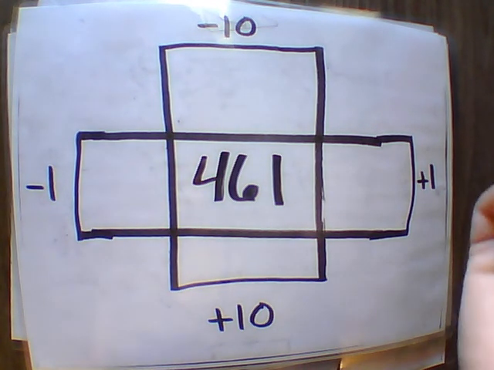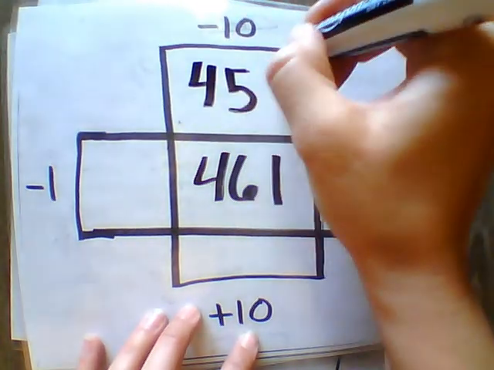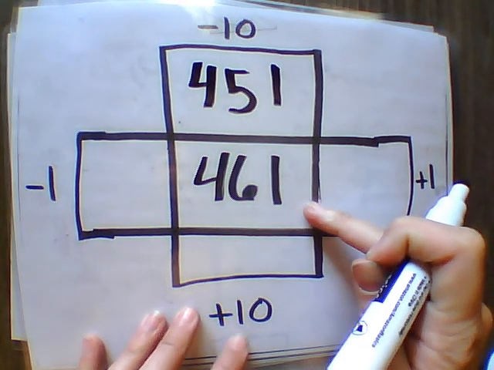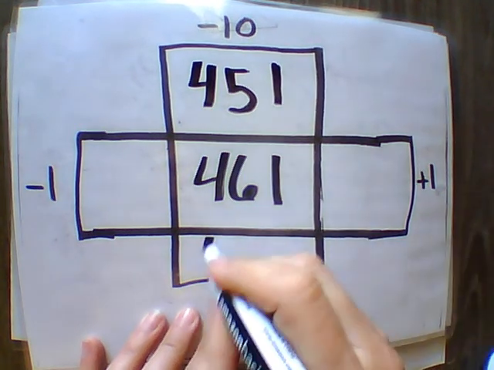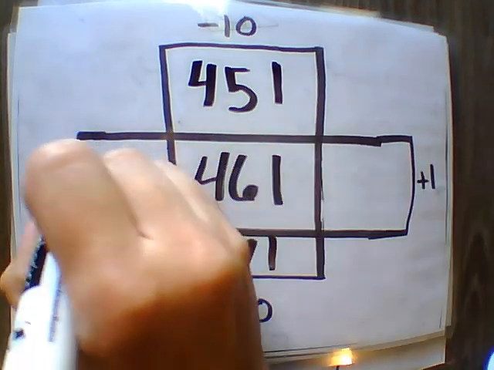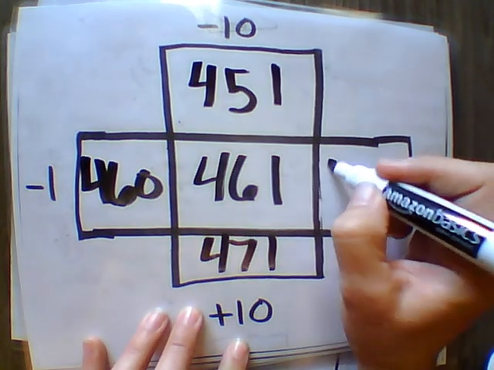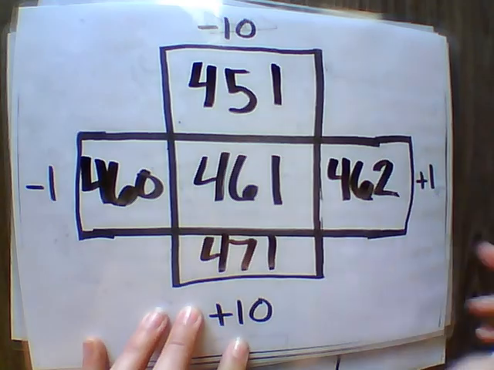Alright, so 461 minus 10 is 451. 461 plus 10 is 471. 461 minus 1 is 460. And 461 plus 1 is 462.